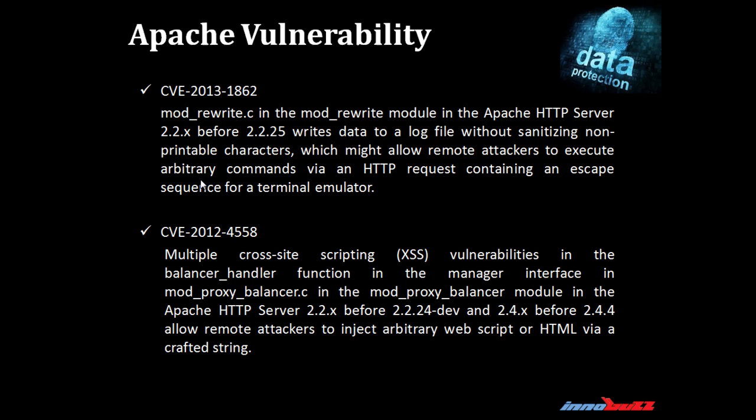Another vulnerability for Apache is CVE-2012-4558, which includes multiple cross-site scripting vulnerabilities in the balancer_handler function in the manager interface in mod_proxy_balancer.c in the mod_proxy_balancer module in Apache HTTP Server 2.2.x before 2.2.24-dev and 2.4.x before 2.4.4, allowing remote attackers to inject arbitrary web script or HTML via a crafted string.